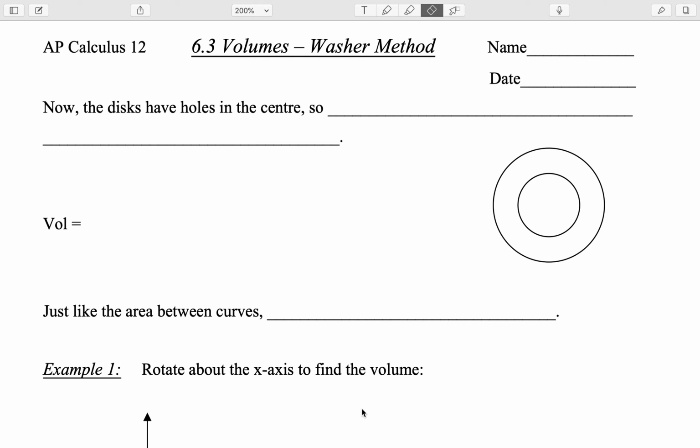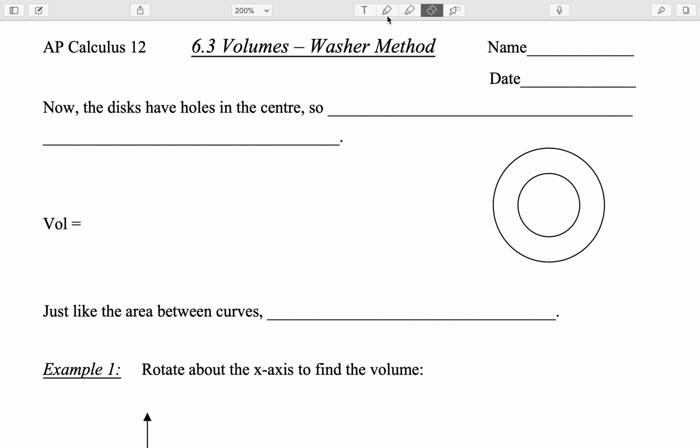What we're going to be looking at this week has to do with volumes of revolution once again, but instead of a solid one, now they're actually going to be hollow. So instead of using discs or plates, now we're going to be using washers. Basically, it's a plate minus a center, so it's a hollow plate. So the discs have holes in the center.